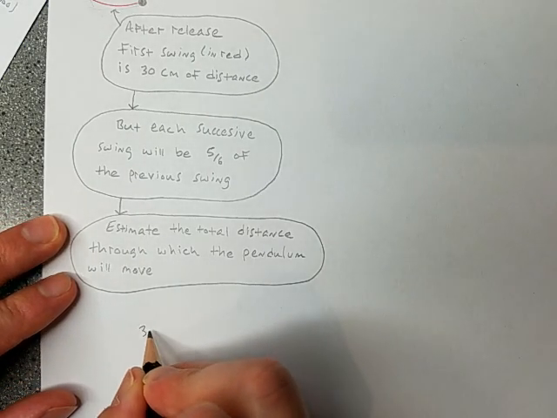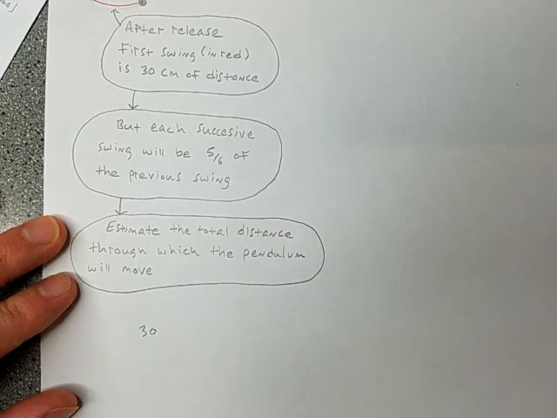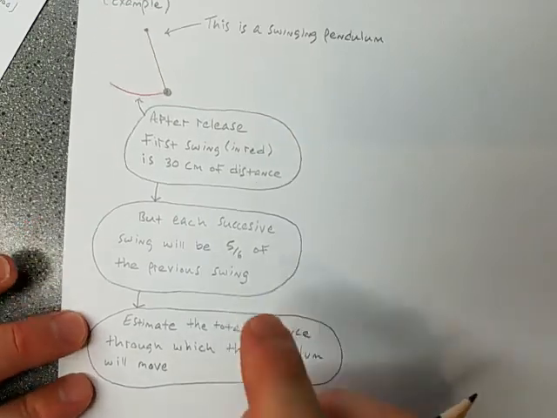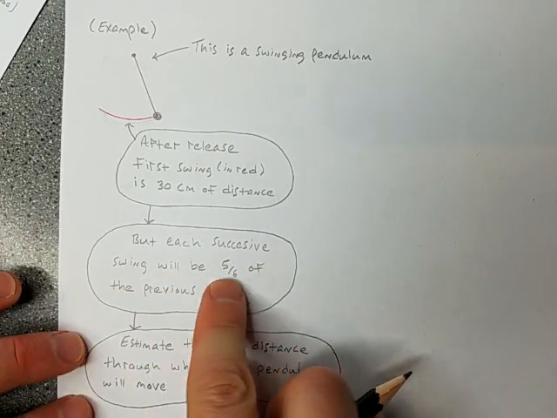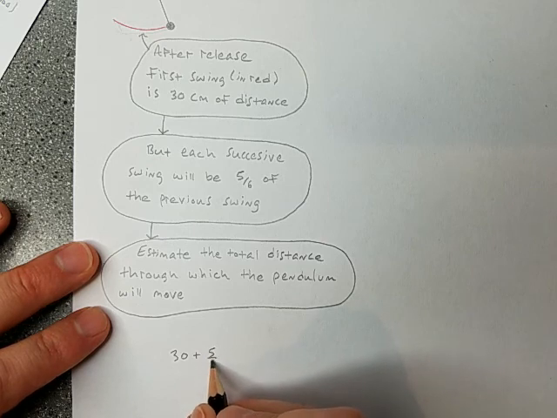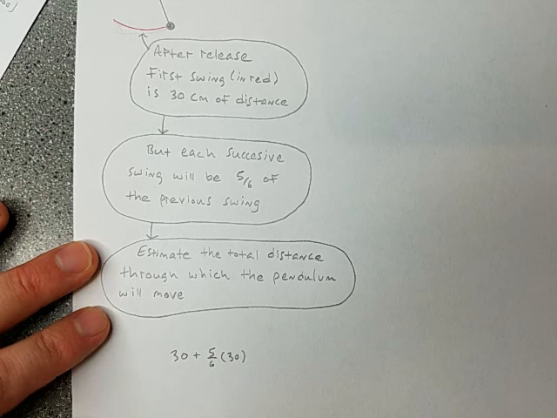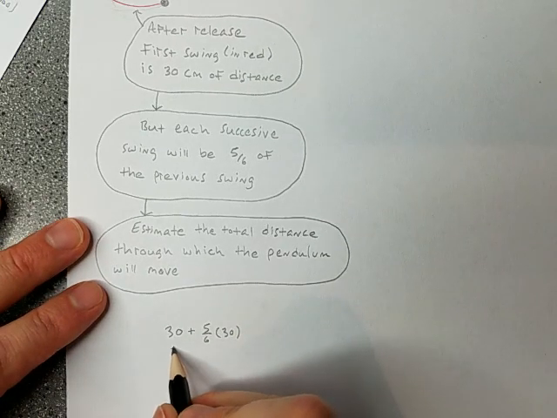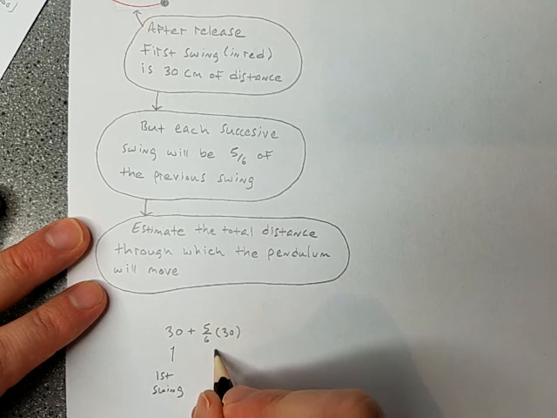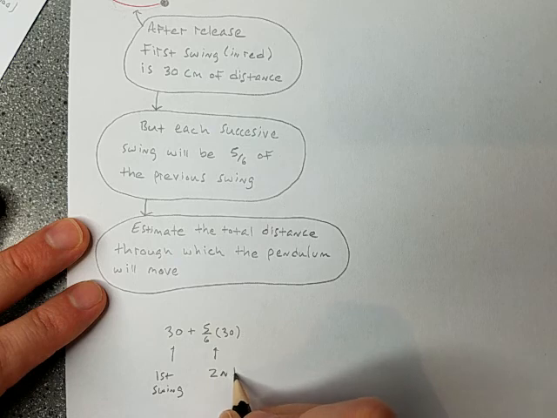The first swing is 30 centimeters, right? Okay. And then the second swing, well, each successive swing will be 5/6 of the previous one, so the next one is going to be 5/6 of 30, right? Okay. So let's think about this. So keep track. Here's the first swing. And then there's the distance for the second.